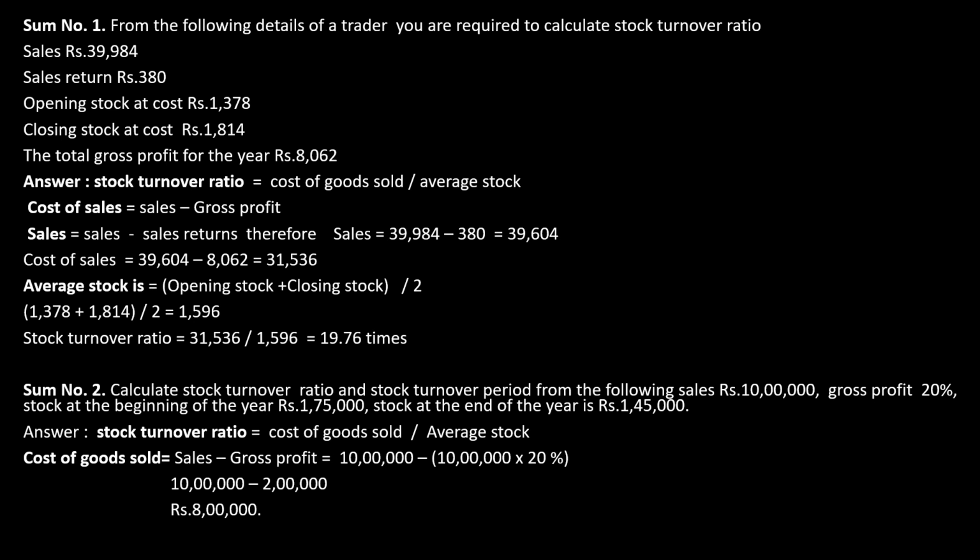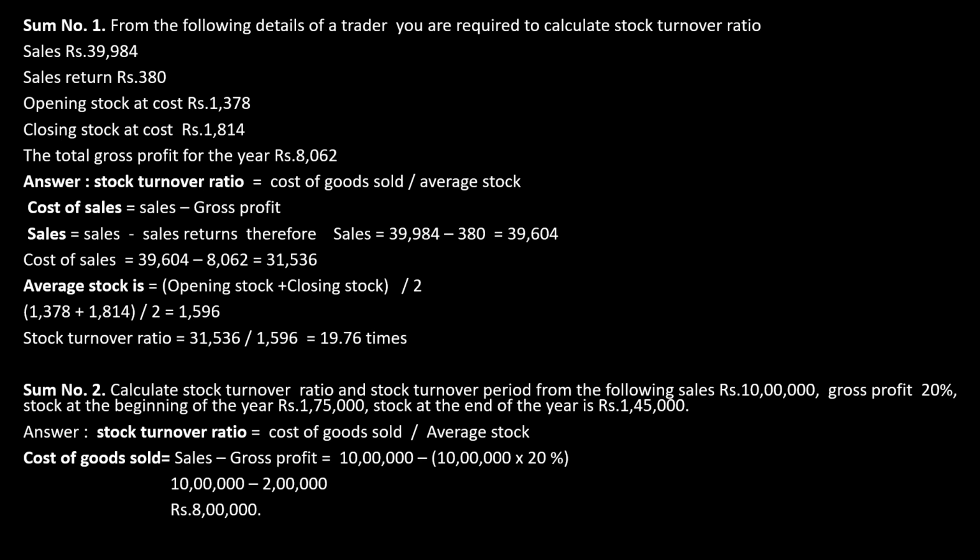Is it clear? Now, opening stock is given as 1,75,000 and closing stock is given as 1,45,000. Now you apply in the formula. The average stock will be opening stock plus closing stock divided by 2. The cost of goods sold will be sales minus GP. The 10 lakh minus 20% of 10 lakh, which is 2 lakh. Therefore, my cost of goods sold is 8 lakh.